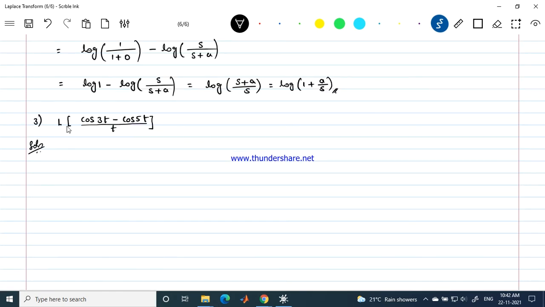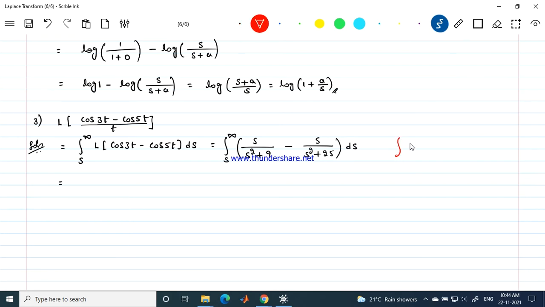This is once again the Laplace of f of t by t. So it is the integration from s to infinity of the Laplace of cos 3t minus cos 5t with respect to s. This is equal to the integration from s to infinity; the Laplace of cos 3t is given by s upon s square plus 3 square, which is 9, minus the Laplace of cos 5t, which is s upon s square plus 5 square, which is 25.